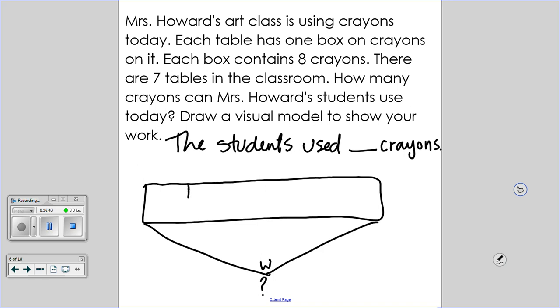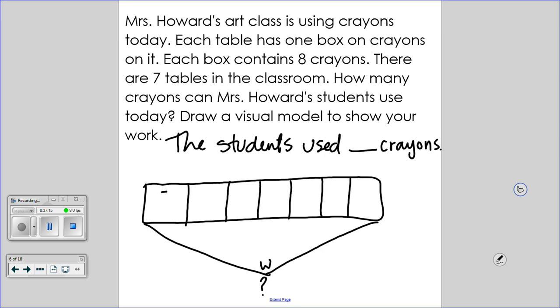So I'm going to break my bar into 7 boxes to represent my 7 tables. So now I have 7 tables, 7 little boxes. And what's on my tables? 1 box of crayons. Each box has 8 crayons.